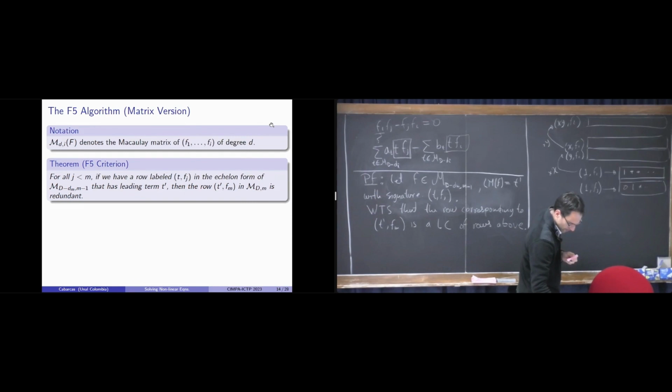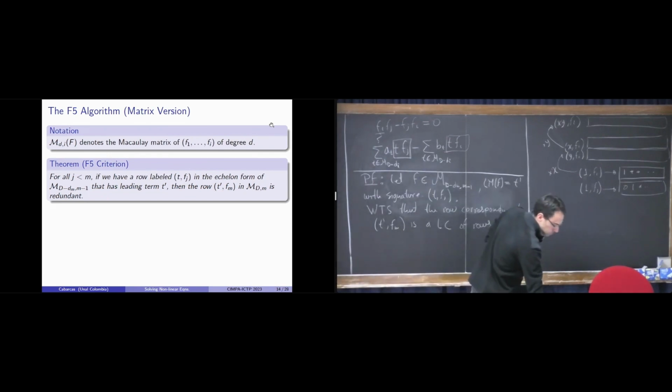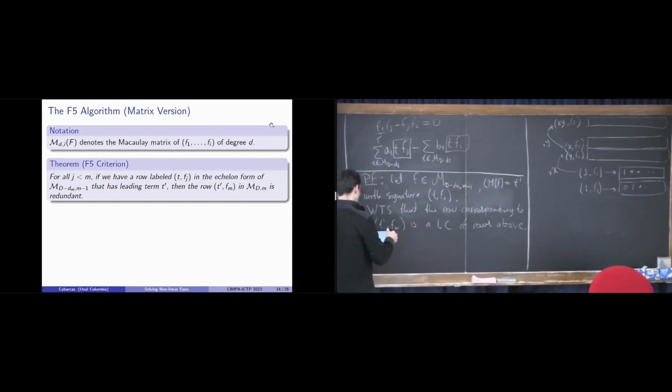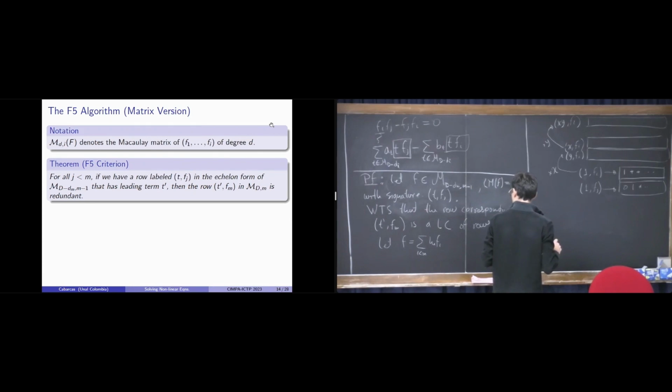Okay. So let's suppose that, so we know that F is the sum of some h_i F_i, where i is less than m. And what do we know about these h_i?